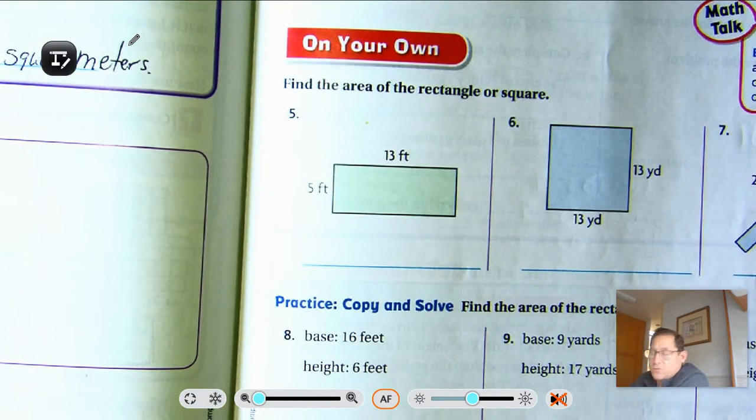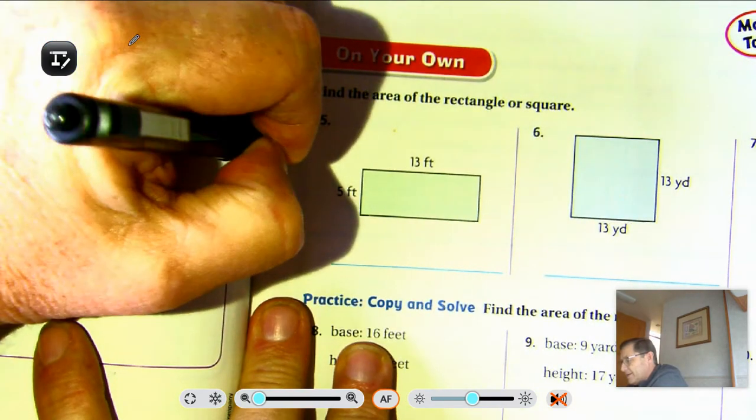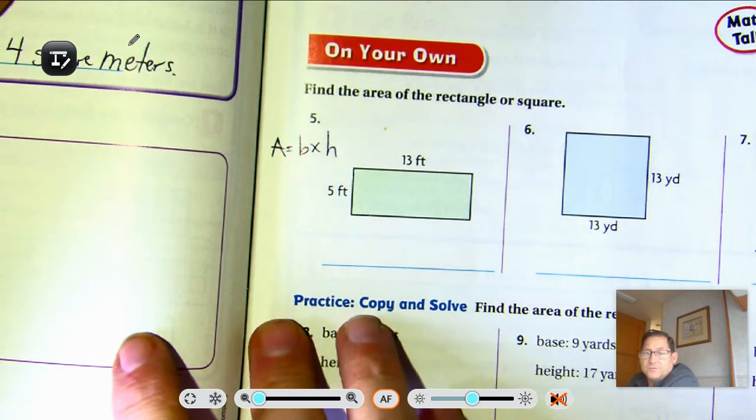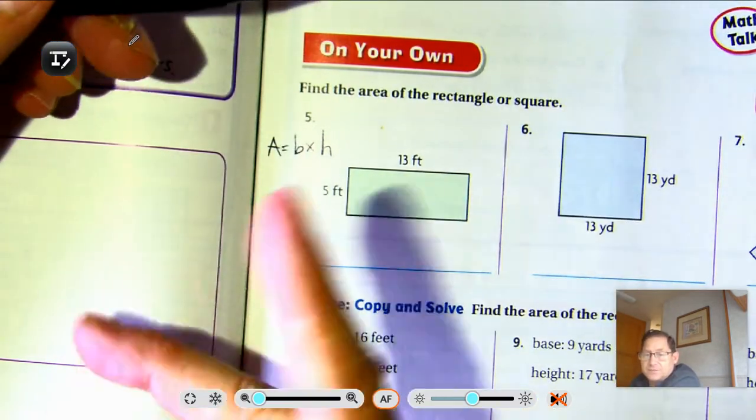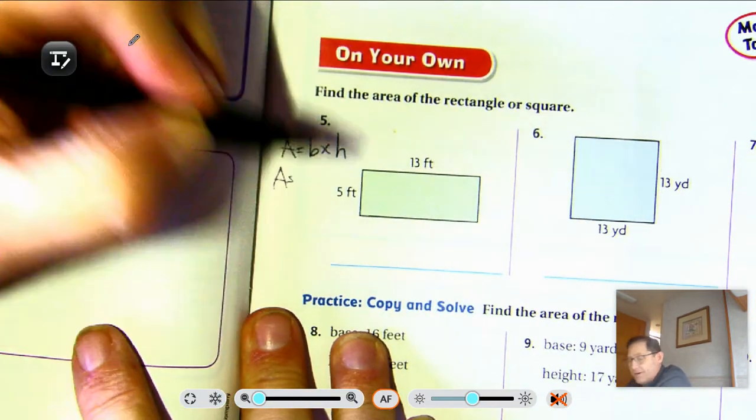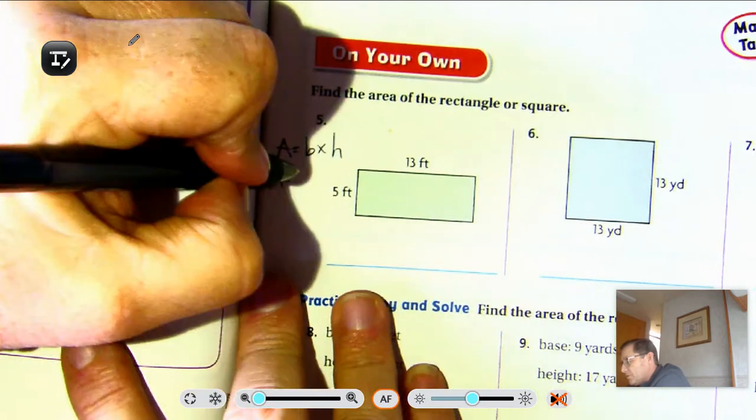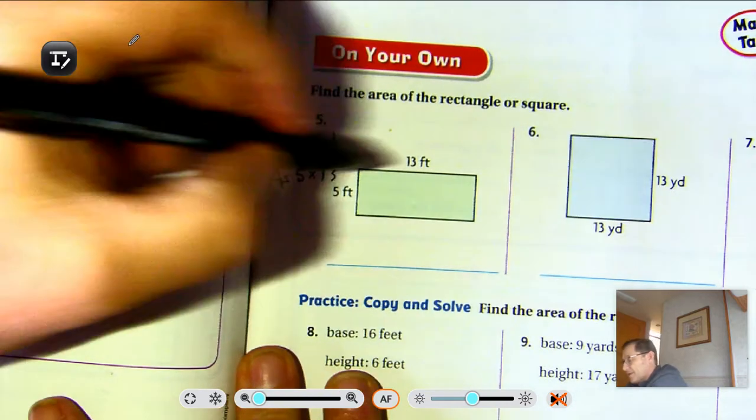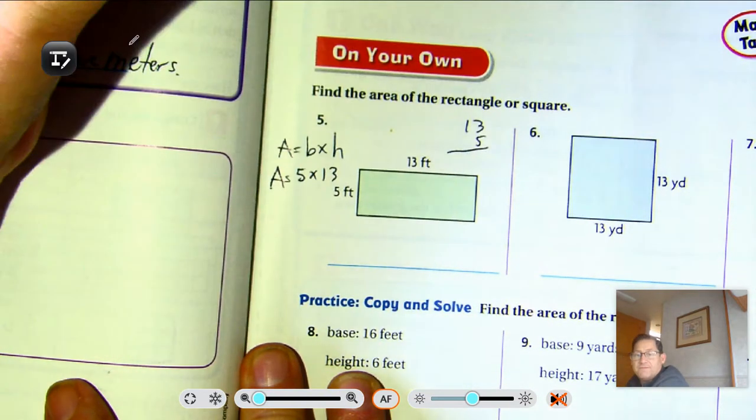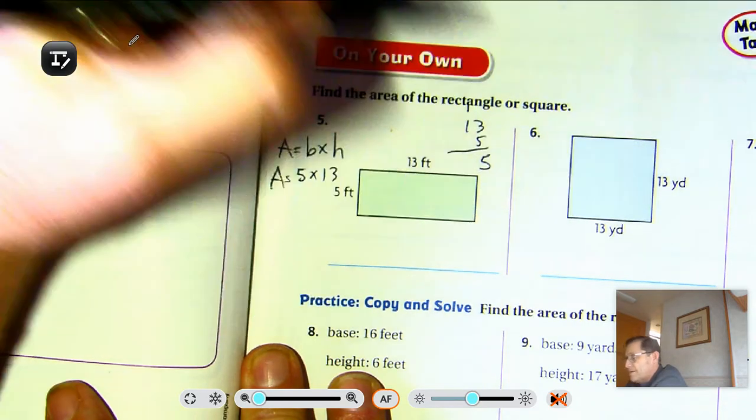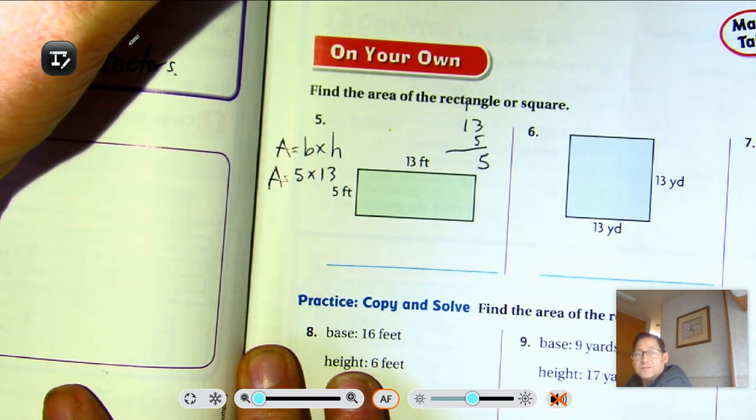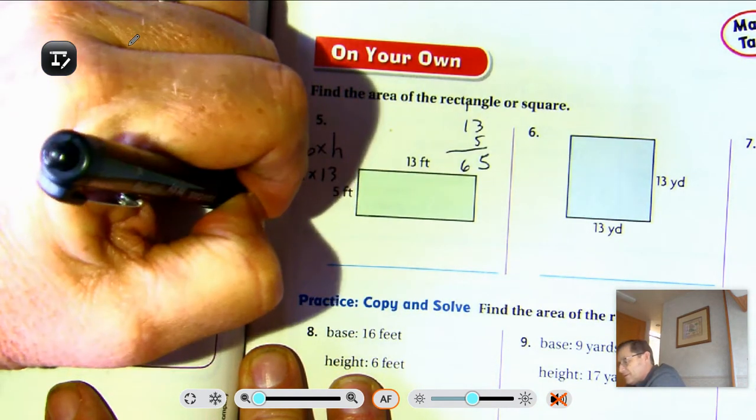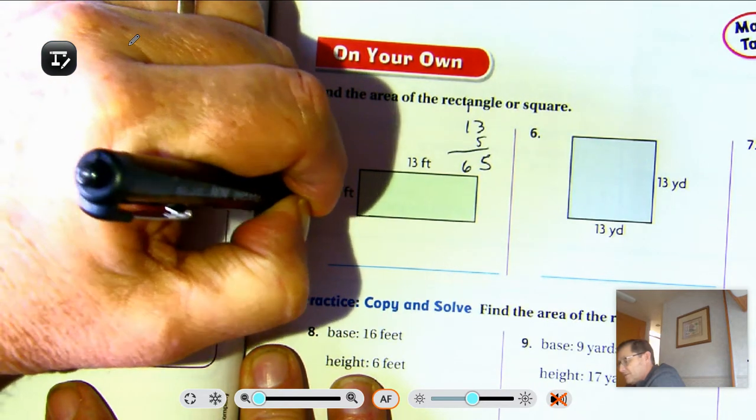Find the area of the rectangle or square. Okay, let's keep going. Area equals base times height. You notice I'm writing the formula first. Okay, that's very helpful, because then I can just plug in the numbers in the formula. A, area, that's what we're trying to find out. I'm going to call the base 5, and so the height would be perpendicular to it, so 13. And 13 times 5. 5 times 3 ones is 15 ones. Regroup the 15 ones as 1 ten and 5 ones. 5 times 1 ten is 5 tens, plus the regrouped 1 ten is 6 tens. So area equals 65 square feet.